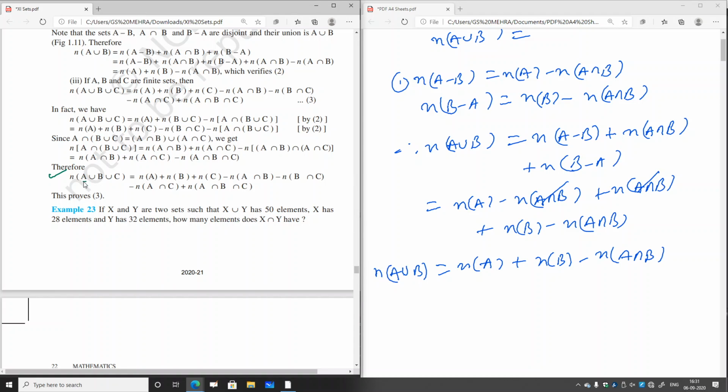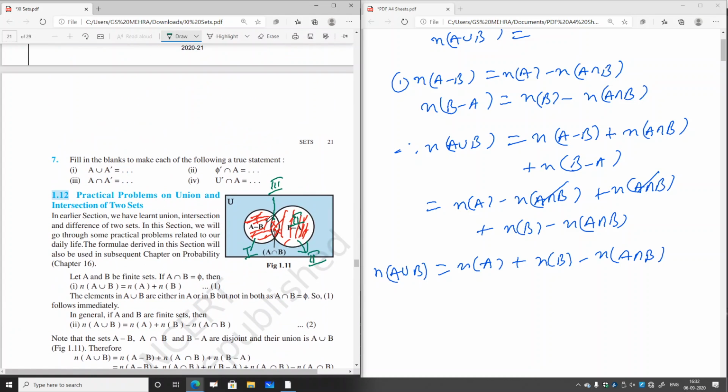We can consider A union B as D, and then we'll get N of D union C, and applying the same formula, we'll be getting N D plus N C minus N of D intersection C. And then in the next stage we can replace D with A union B. So the formula which we will be getting will be N of A union B union C is equal to N A plus N B plus N C minus N of A intersection B minus N of B intersection C minus N of A intersection C plus N of A intersection B intersection C. So this is the formula to find the number of elements in the set A union B union C.